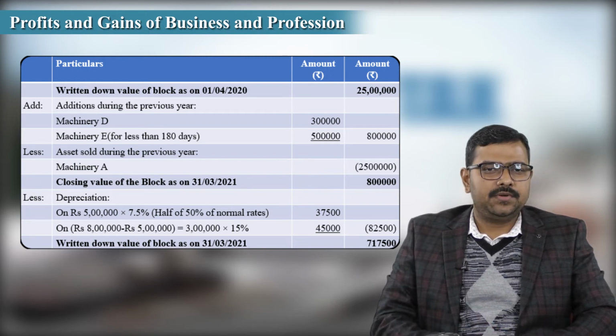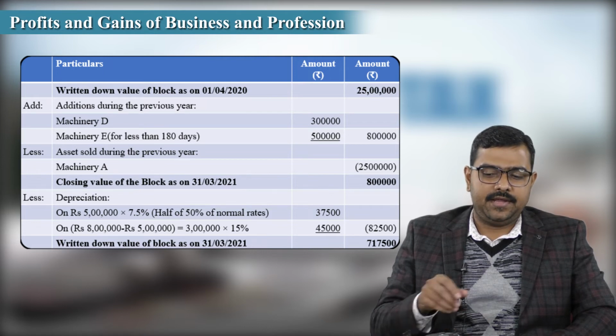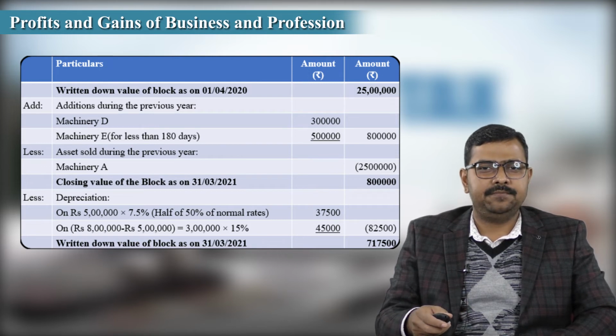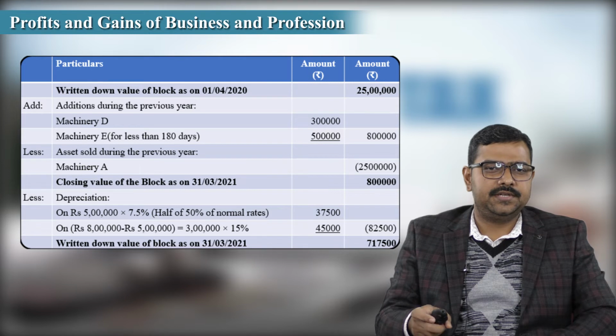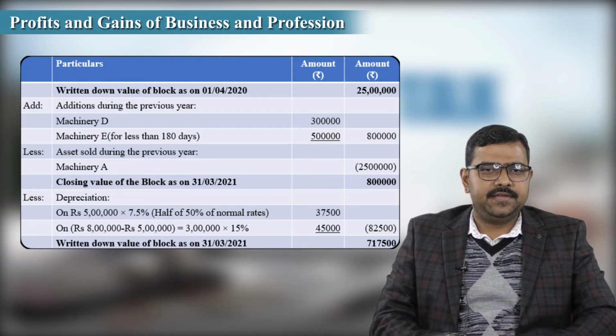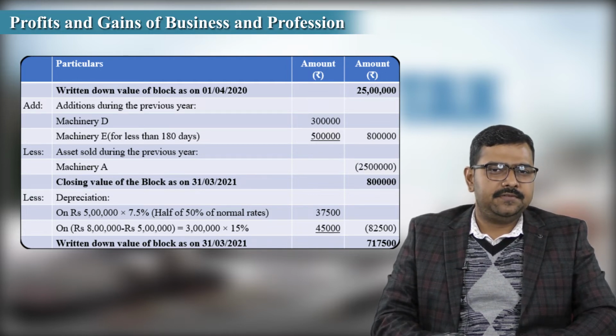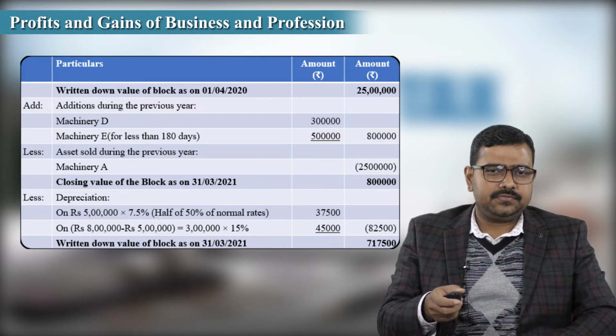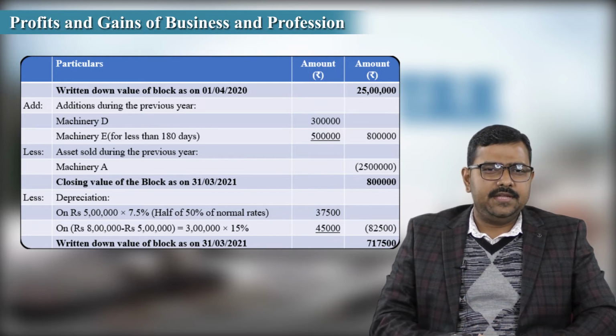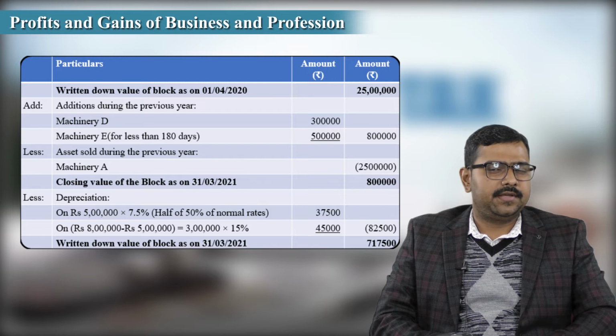So, first of all we will write down WDV of block as on 1st April 2020. So, WDV of the block in the beginning is 25 lakh which consists machinery A, B and C. You can see machinery A, B and C is in the beginning of the previous year. Then we purchase machinery D for rupees 3 lakh, it will be added to the value of rupees 25 lakh. Then we purchase machinery E which is put to use for less than 180 days. So, keep in mind machinery E was purchased on 24th December 2020. So, it is put to use for less than 180 days.